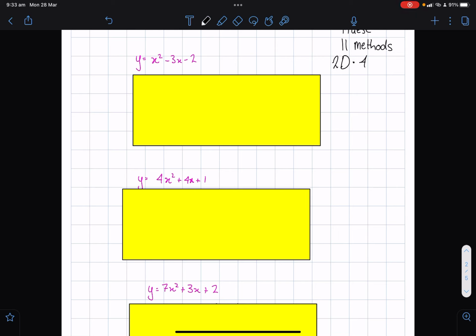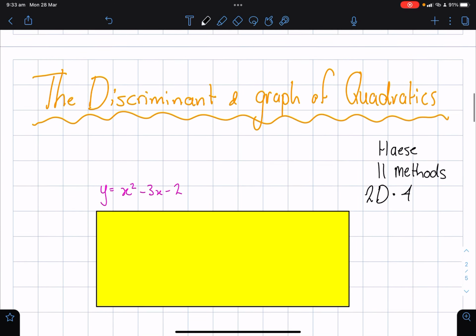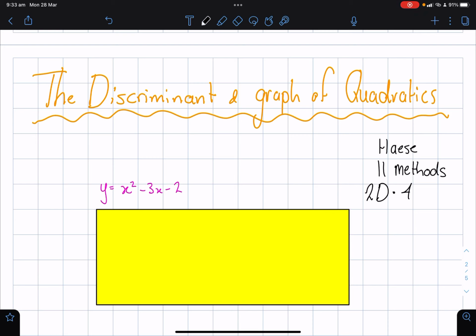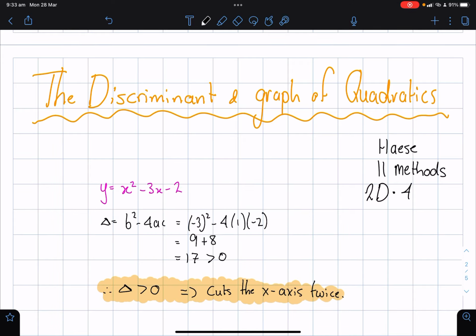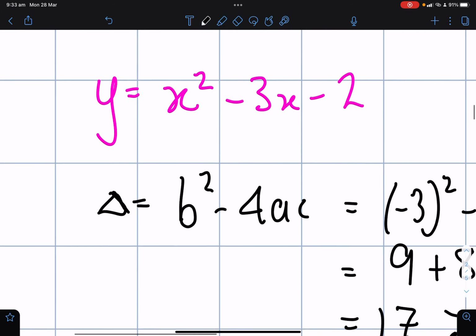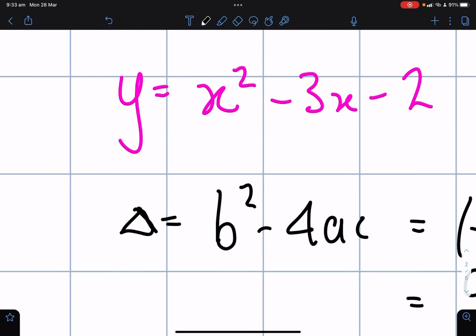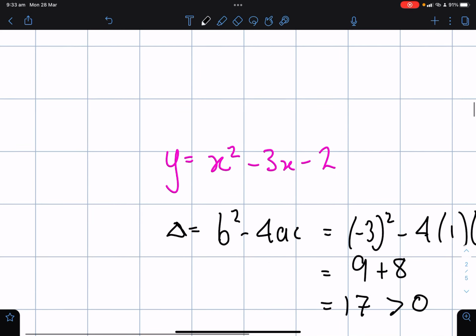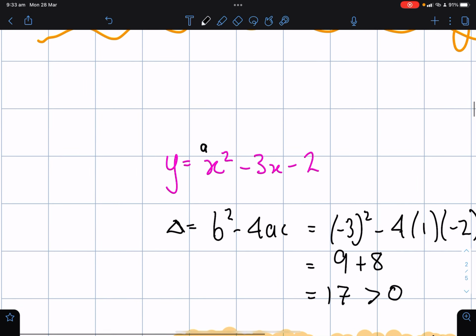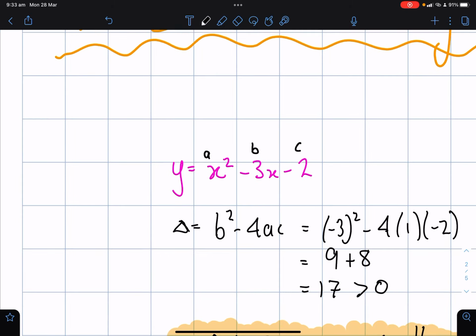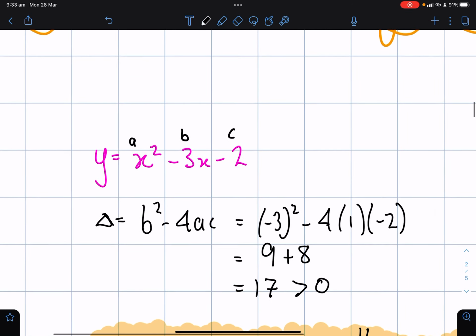All right. Hopefully you guys have had a look at those on the graph. So we're going to actually look at how the discriminant affects that. Hopefully you noticed in this first one that it does in fact cut the x-axis twice. So remember, our discriminant formula is delta equals b squared take 4ac. The coefficient for our x squared term is a, our coefficient for our x term is b, and our constant coefficient is c. So we're just going to substitute those values straight into our formula.